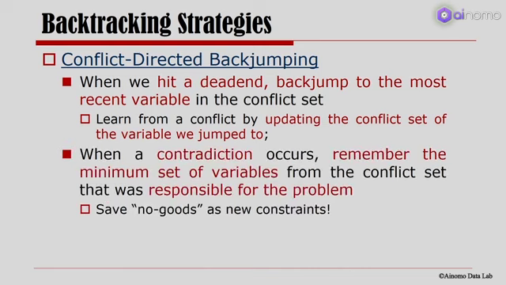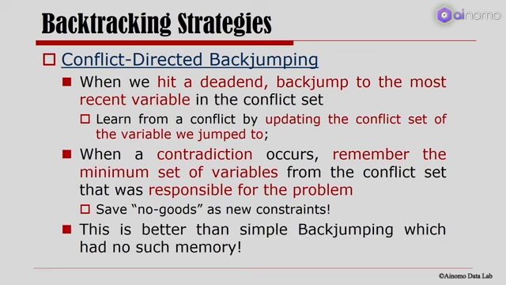When a contradiction occurs, conflict directed back jumping remembers the minimum set of variables from the conflict set that was responsible for the problem, and takes a decision. In fact, it saves these no-goods as new constraints. This is better than simple back jumping, which had no such memory.